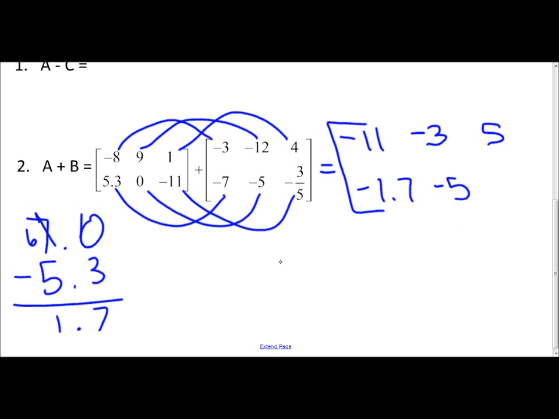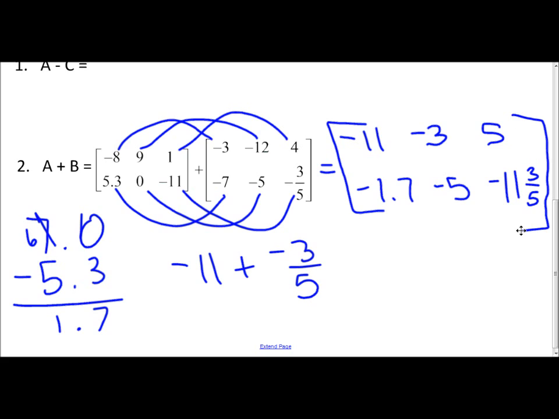And negative 11 plus a negative 3/5. Well, if I imagine on the number line I'm at negative 11 and I'm moving 3/5 in the negative direction, then my answer is going to be negative 11 and 3/5. And that is how I would add those two matrices together.